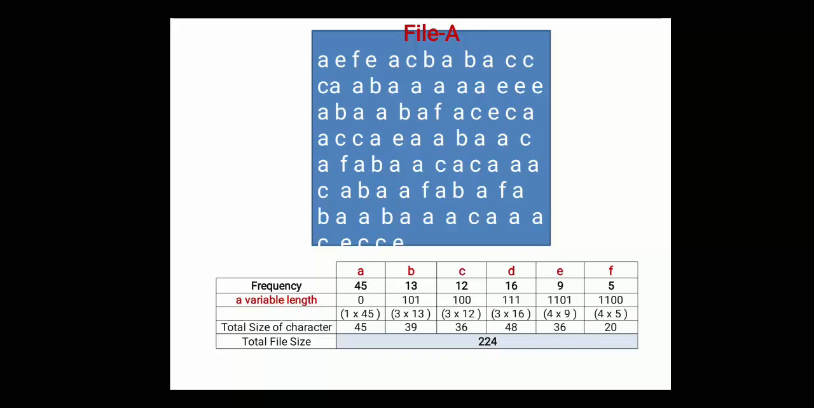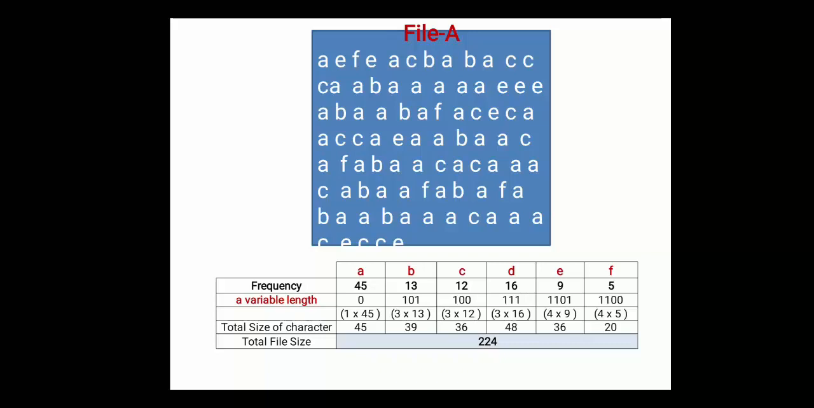Let's see what a variable length is. Variable length code means every character may have a different size, and it is based on the frequency of the character. If the frequency of a character is high, then the number of bits to represent that character should be less, so that we can reduce the size of the file as much as possible.